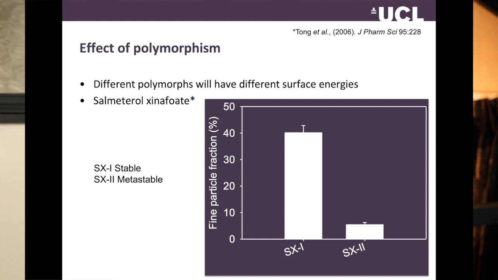So the graph is showing you fine particle fraction for two formulations, one with form 1 and one with form 2. And again, you can see form 1 has a much higher fine particle fraction than form 2 because it was much easier to pull form 1 from the surface of the carrier than form 2.